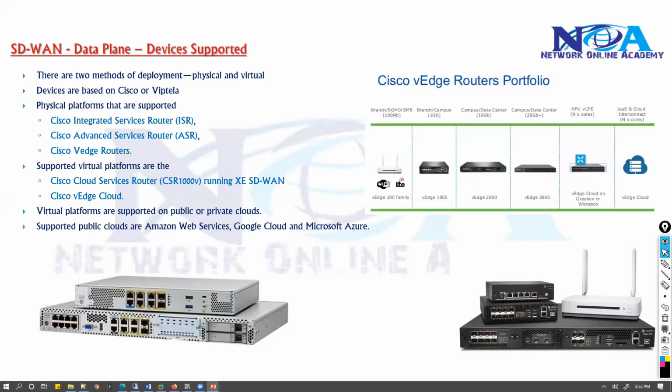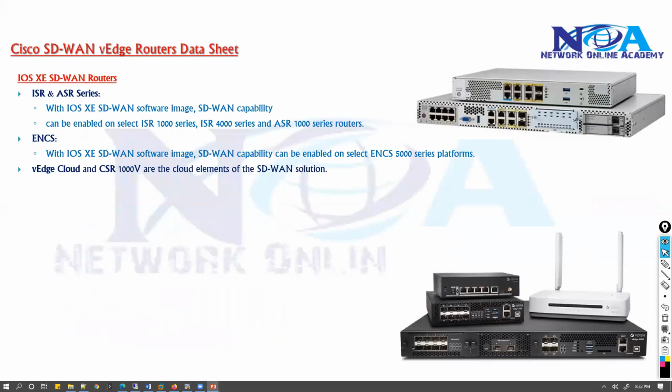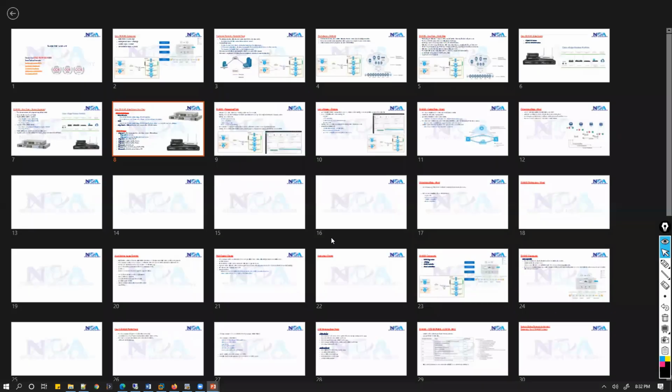These virtual images you can deploy either on your private network or even on your public cloud. At this point in time, it is supported on Amazon Web Services, Google Cloud, and Microsoft Azure. So even if you're running a production network, you can also deploy these WAN Edge devices in any of your public cloud environments.